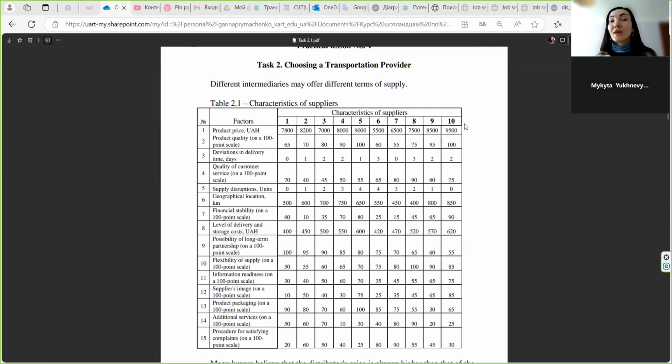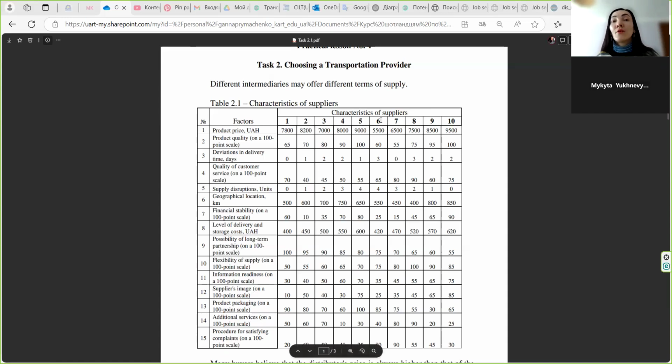So we put both of these suppliers first place in our rating. For supplier number 5 and for supplier number 10, the same first position, because we couldn't choose which of them is better. We couldn't find any additional information.